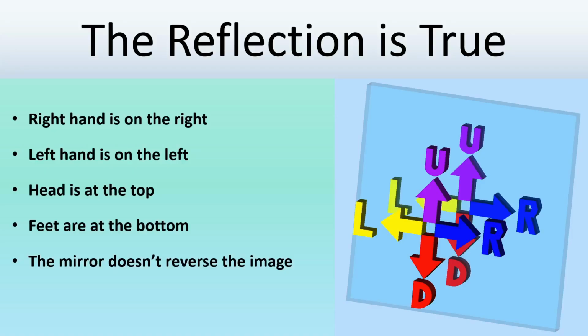The reflection is true. The mirror doesn't reverse any images. Everything that's on the top is on the top. Things that are on the bottom, the downside, are on the down. The right is on the right, and the left is on the left. Everything's reflected exactly where it should be.